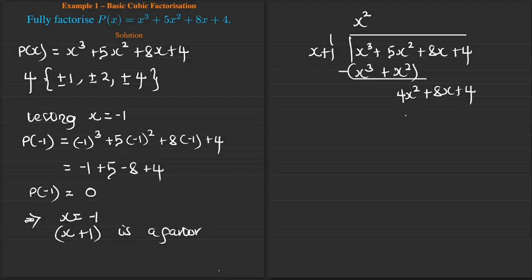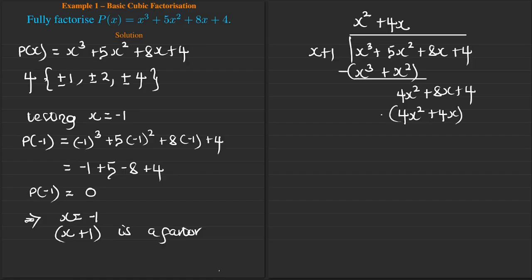We start the whole division process again. So we have x into 4x squared, a positive 4x. So x times positive 4x gives us 4x squared. Then 1 times 4x gives us 4x.